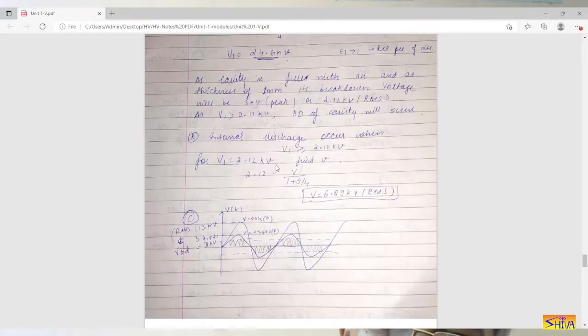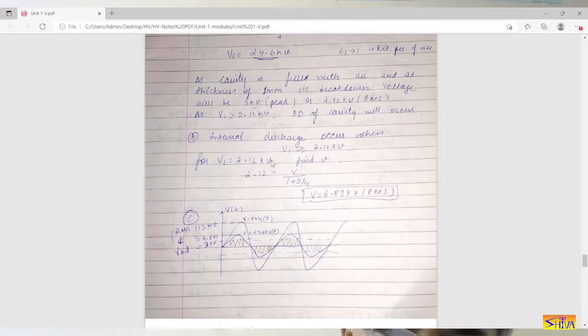So the corresponding voltage we have to obtain. So this is the equation. The corresponding voltage we obtain is 6.89 kV. That is the RMS value. So if the voltage applied to the insulation paper is 6.89 kV, then the voltage appearing across the cavity will be 2.12 kV RMS value. And as this is not sufficient to cause breakdown of the cavity, the internal discharges will not occur.